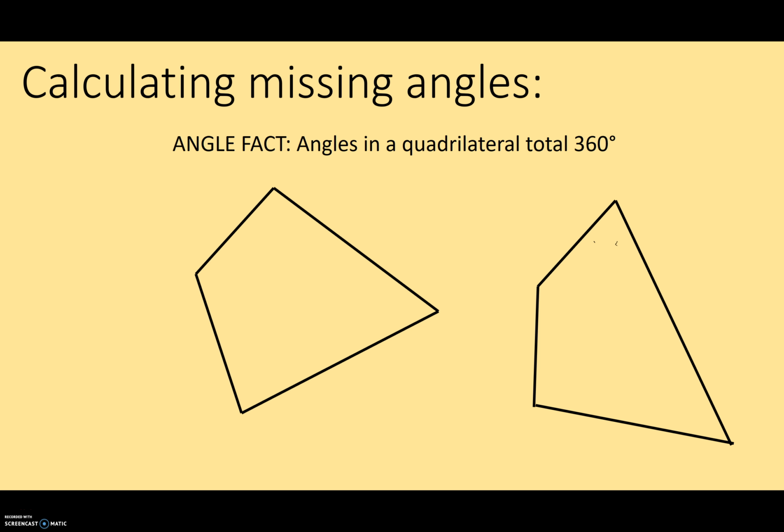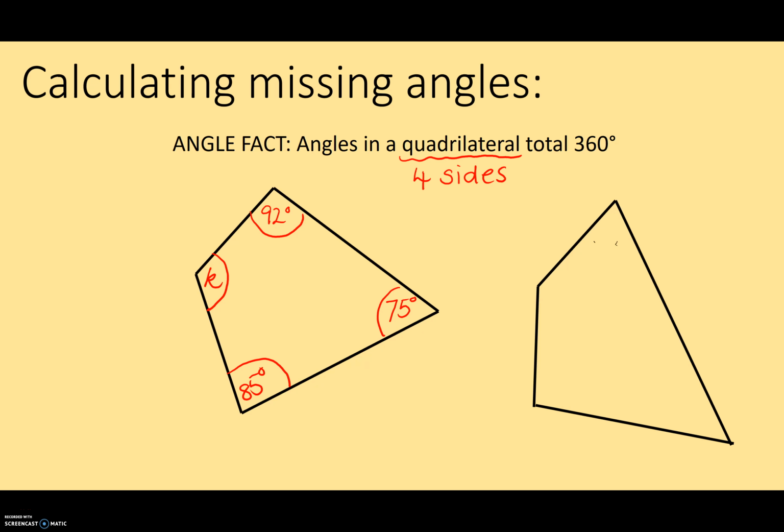Another fact is that angles in a quadrilateral total 360. Now the word quadrilateral means a shape with 4 straight sides. Okay, so if I say this one here is 85 degrees, this angle here is 92 degrees, this angle here is 75 degrees. Could we work out what this angle here, we'll call it K, is?